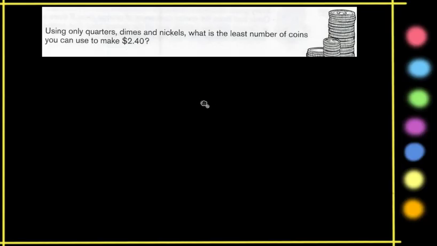Feel free to pause it here. This one says that using only quarters, dimes, and nickels, what is the least number of coins you can use to make $2.40? Okay. So if you want to use the smallest number of coins, you kind of want to use as many quarters as possible, right? Because quarters are worth the most. So how many quarters can we use to make something that approaches $2.40? Well, 8 quarters would be $2. 9 quarters would be $2.25, right? That's 9 quarters. So we want to use all those quarters.